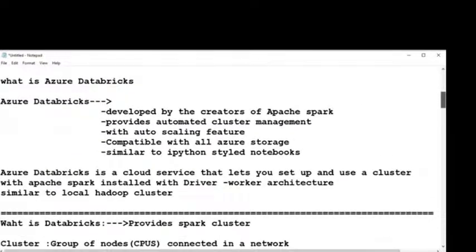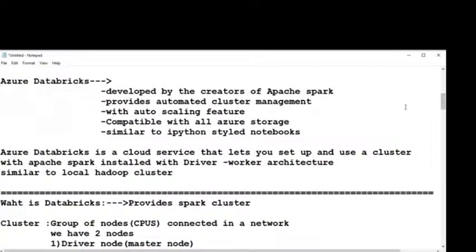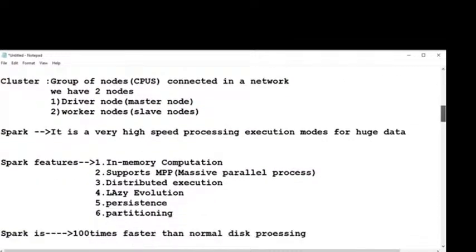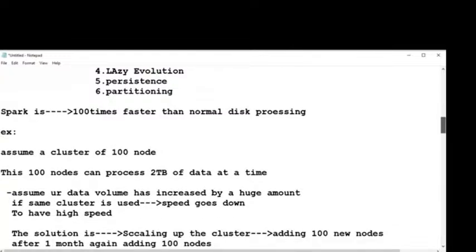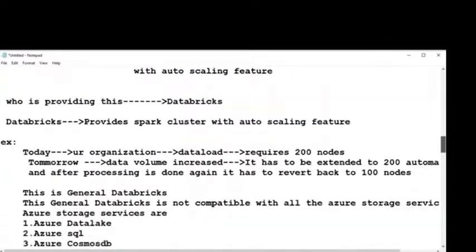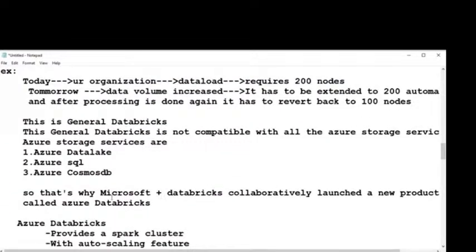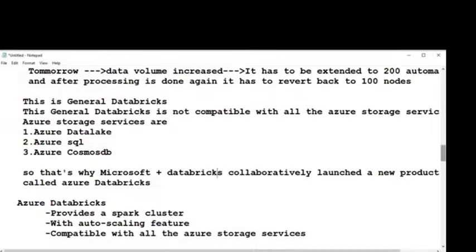So I was saying about normal Databricks. It provides a Spark cluster, but it's not compatible with all the Azure storage services. But Azure Databricks, what is that? Microsoft and Databricks collaboratively launched a new product called Azure Databricks, which provides a Spark cluster with auto scaling facility and is also compatible with all the Azure storage services.